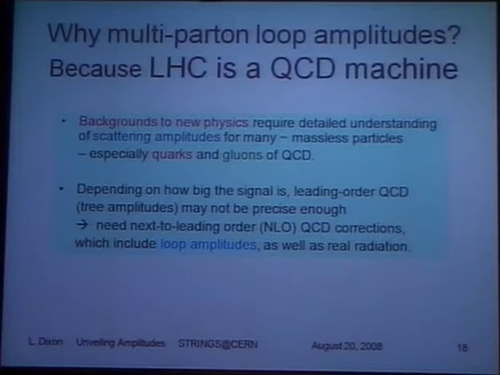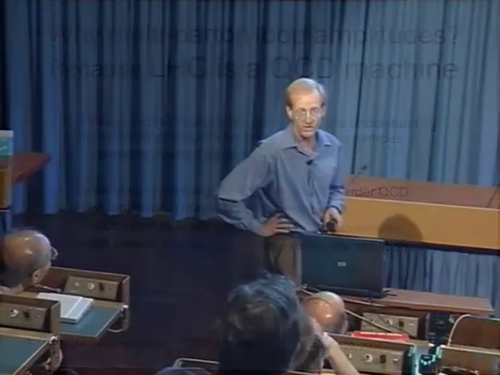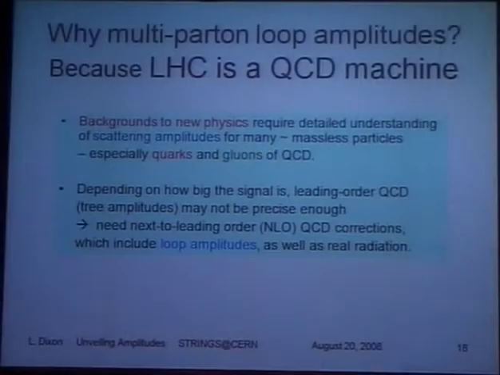And they may have some W's and Z's or Higgs's in them, but they often come along with many quarks and gluons of QCD. And so you need to understand how to calculate scattering amplitudes for many of these massless particles in effectively massless gauge theory. And in some cases, you may be able to get away quite well with leading order calculations, but these can have uncertainties up to a factor of 2 sometimes.